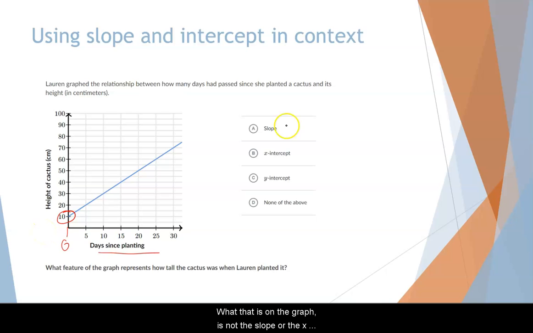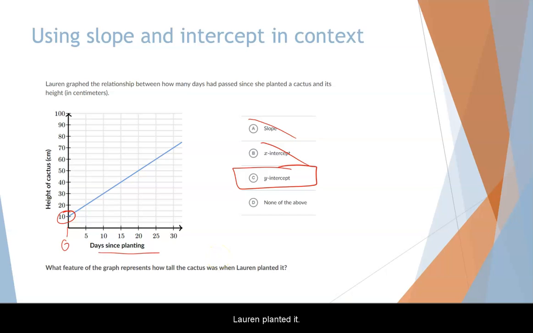What that is on the graph is not the slope or the x-intercept, it is the y-intercept. The y-intercept tells us how tall the cactus was when Lauren planted it.